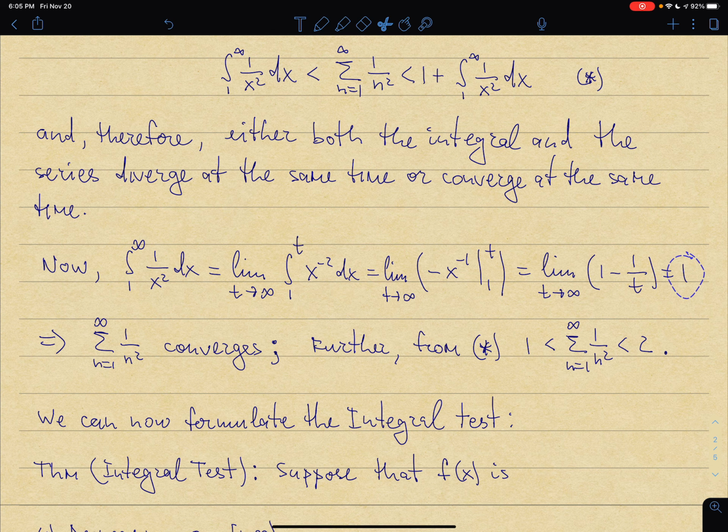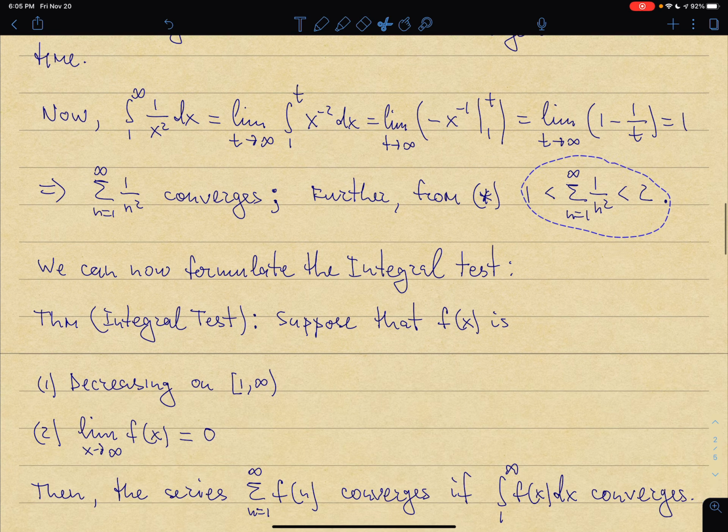Which means that the sum of the series is less than 1 plus 1, which is 2, and greater than 1. So then we know that the series converges. But not only does it converge, its value can also be estimated. Its value is going to lie somewhere between 1 and 2.